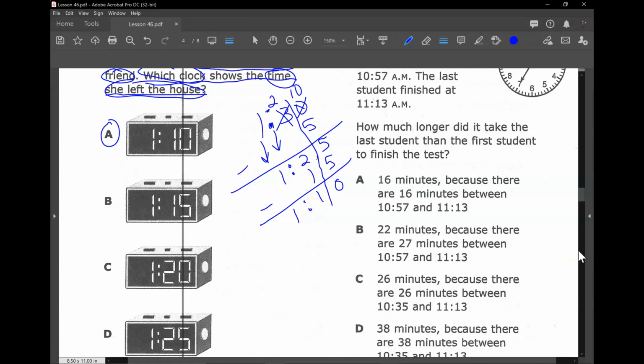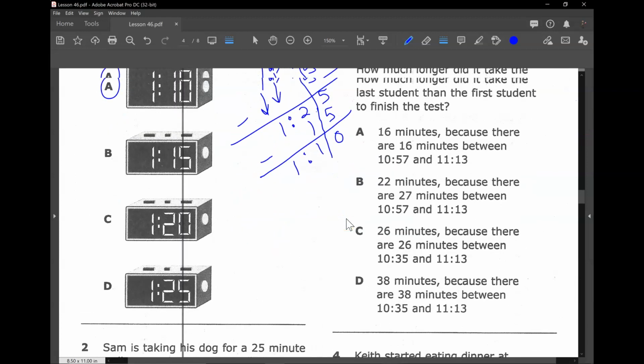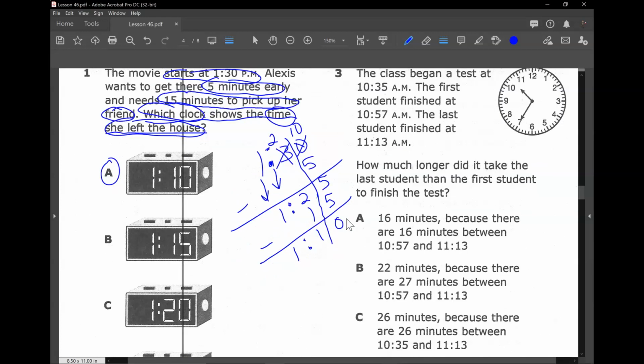Okay. Now, there is another way we could have done this. You could have used your clock. You could have drawn your own clock. You could have drawn the time. And you could have gone back the minutes that she needs. Okay. So let's say we were drawing the clock. So this would be 1 o'clock, 2 o'clock, 3, 4, 5, 6, 7, 8, 9, 10, 11, and you have 12.